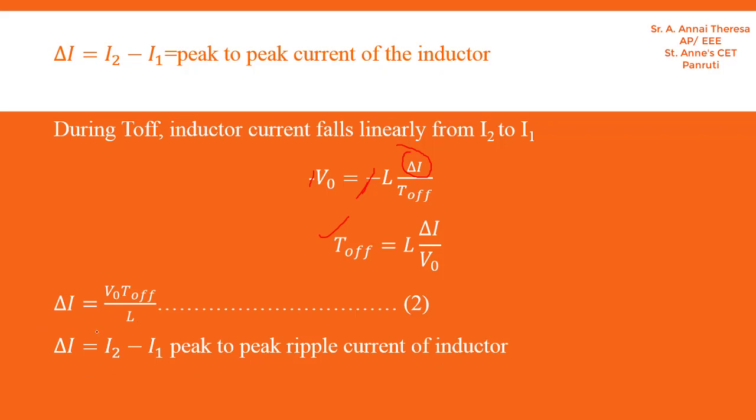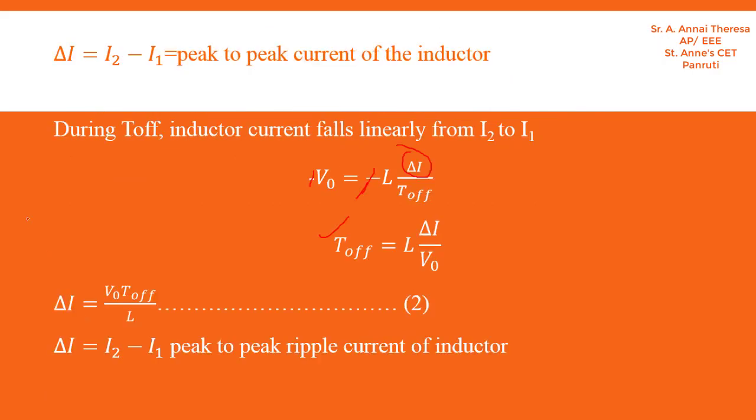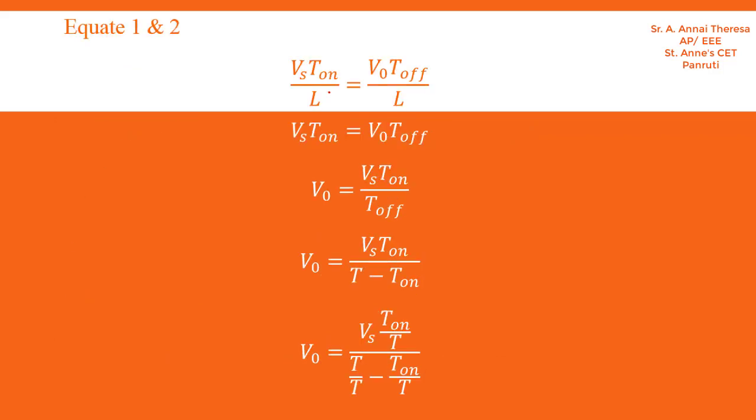Now we know the value of delta I. This is also delta I during turn on time, and this is delta I during turn off time. We can equate both these delta I's. So if you equate, we can cancel this L. So Vs T on is equal to V naught T off.